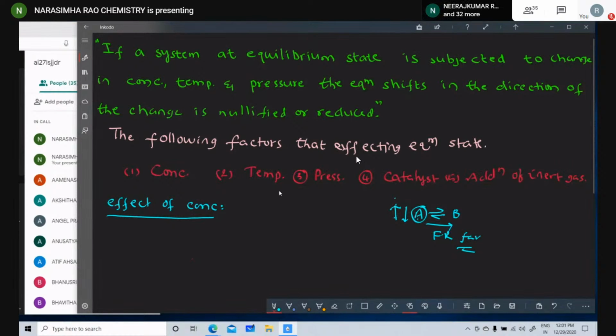Children, once again I am explaining. Listen carefully. Okay. If you increase the concentration of the reactant, what happens to the equilibrium itself? Whatever change you are making, that change should be nullified.